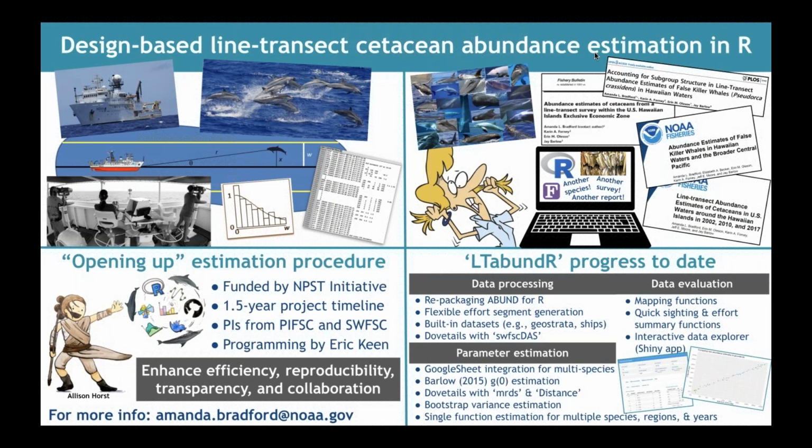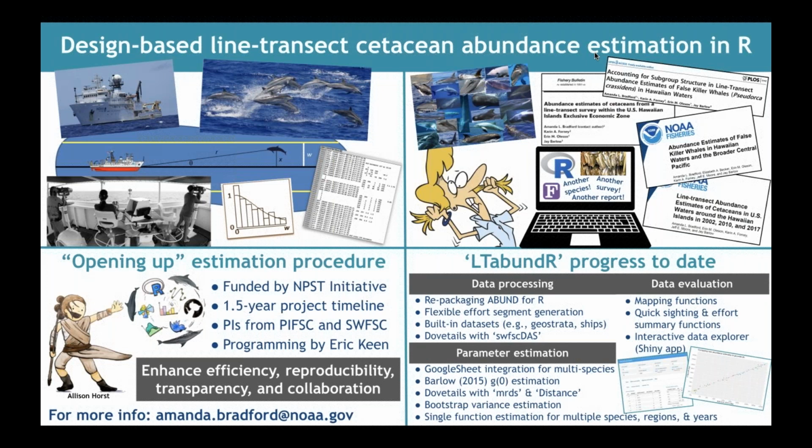To that end, we initiated a project to update the design-based abundance estimation using an open data science approach. This work is being funded by NWFSC's National Protected Species Toolbox Initiative, and we are just about 6 months into our 1.5-year project timeline. I'm leading the project, but the full PI team includes Aaron Olson from PIFSC and Jay Barlow, Karen Forney, and Jeff Moore from the Southwest Center, who have each played a role in developing our current estimation procedure. We are fortunate that most of the contracted programming work is being done by Eric Keene, who does have a background in whale research, but is also an amazing data scientist.